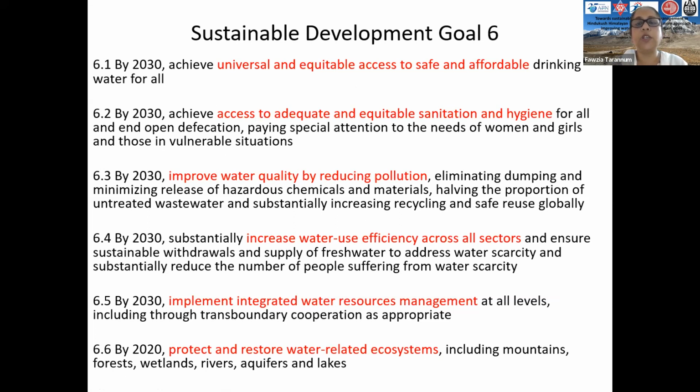Increase water use efficiency across all sectors, and this also impacts women, or all sections of society, because we will in due course study how access to water is gendered, how access to water is linked to land rights, how access to water also follows the social stratification that is present in our society. Then implement integrated water resources management.